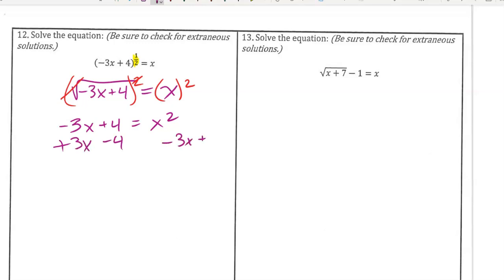So minus 3x minus 4. Now we have 0 equals x squared minus 3x minus 4.